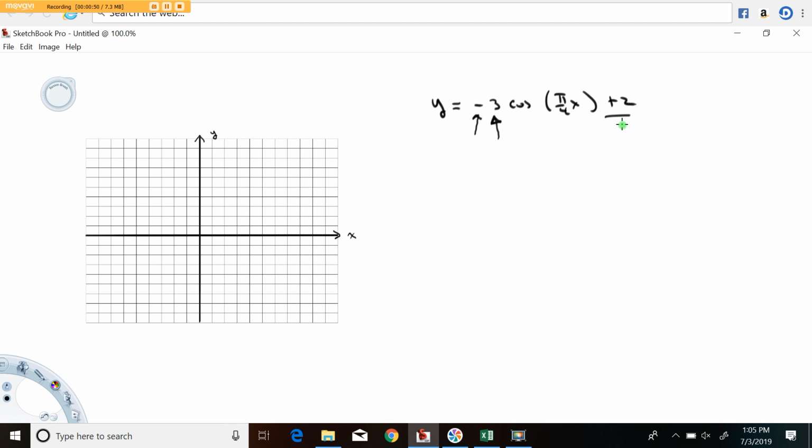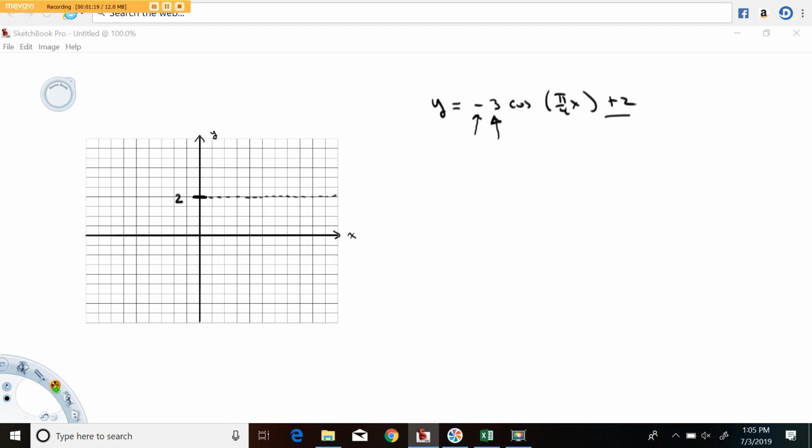So instead of oscillating around y equals 0, like something like this, the graph is going to oscillate up higher. It's going to oscillate around y equals 2. I'm going to go ahead and put y equals 2 right here. So we're going to call that y equals 2, and then this graph is going to oscillate around that line.